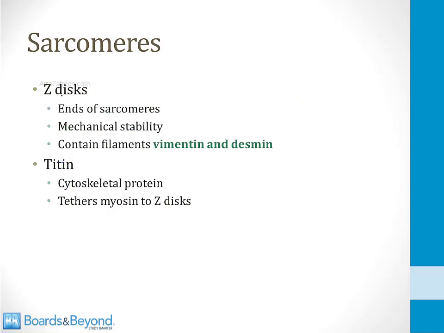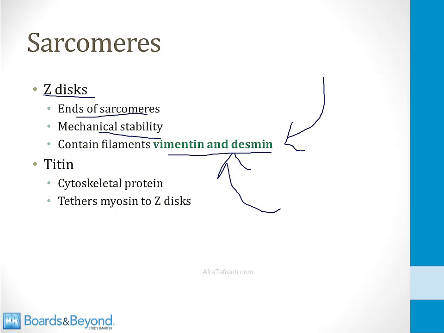Besides the actin and myosin filaments, there are other structures in sarcomeres that you need to be familiar with. The Z discs are found at the end of sarcomeres, and these are like scaffolding that provide mechanical stability to the sarcomere. The Z discs contain filaments themselves called vimentin and desmin. These aren't really important to the function of muscle tissue, but you need to know that these are present in the Z discs because they're sometimes used as tumor markers to identify tumors that derive from muscle tissue. I talk more about vimentin and desmin in the cell biology section in the video on the cytoskeleton.